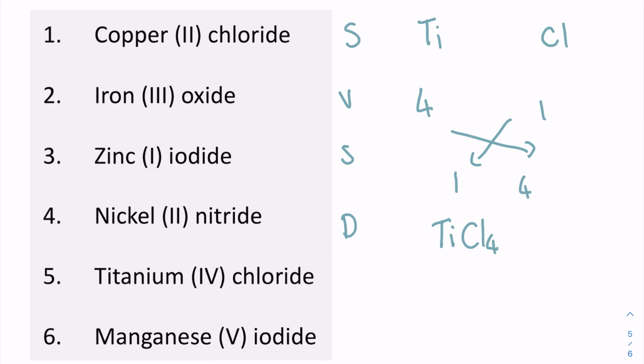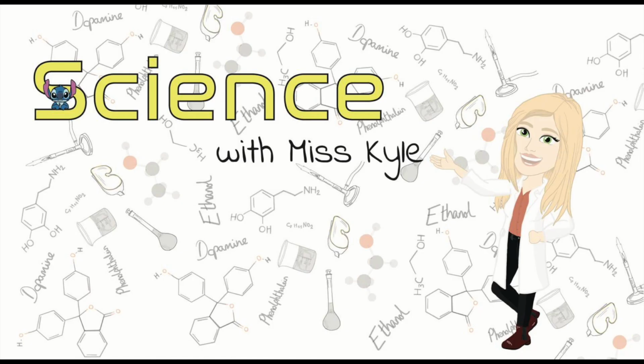Feel free to have a go at the other ones yourself, just for some extra practice. And that's how you write chemical formula for prefixes, where you don't need to use swap and drop, and transition metals, where the valency is in Roman numerals in brackets.